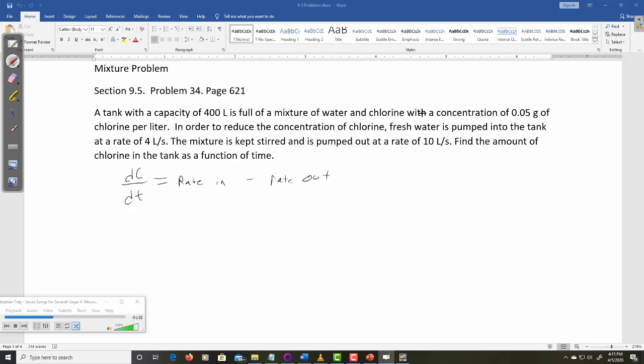So let's see. We're pumping fresh water into the tank at a rate of 4 liters per second. But the thing is, that has no chlorine in it. So we're not getting any chlorine in, so our rate in is 0. But then pumped out, well, let's see here. Pumped out at a rate of 10 liters per second, but that's not all chlorine, that's the mixture. So you have to think about how much of that is chlorine. Well, that is the percentage concentration, which is the total chlorine over the total water.